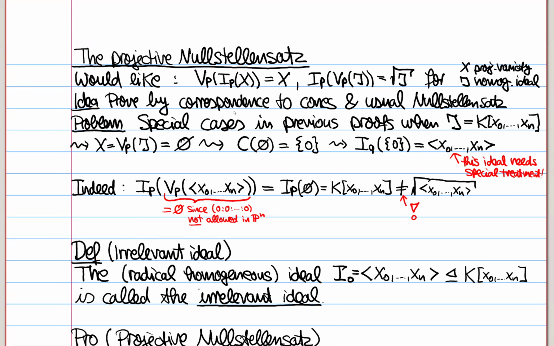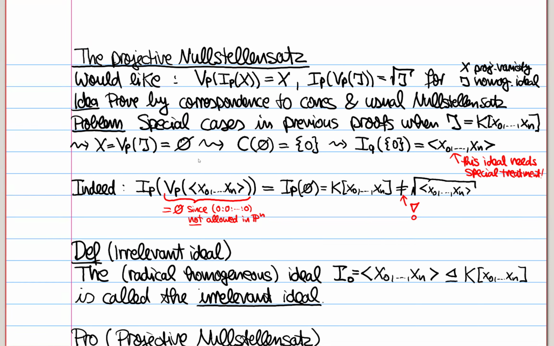The idea of how to prove this Nullstellensatz would be to use the correspondence from projective varieties to cones, and then the cones by the usual Nullstellensatz correspond to some ideals. The problem is that there are a few special cases in the previous proofs. They had these case distinctions, and in particular, one of them is the ideal which is given by the entire ring. Because there we see that the projective vanishing locus of the entire ring, since 1 is in there, is of course the empty set.